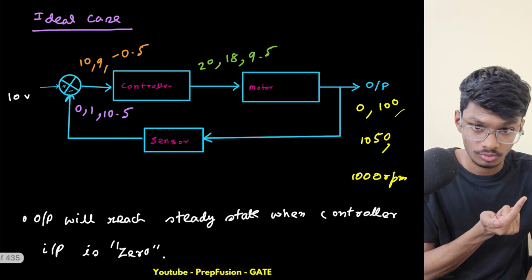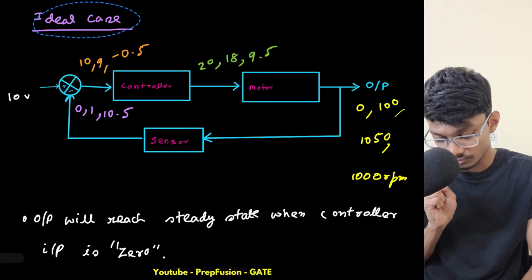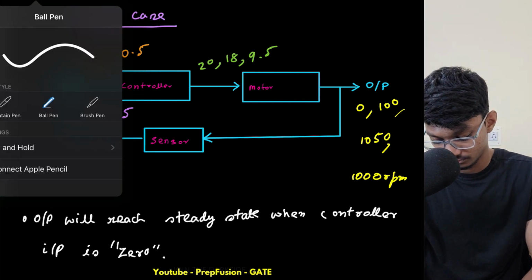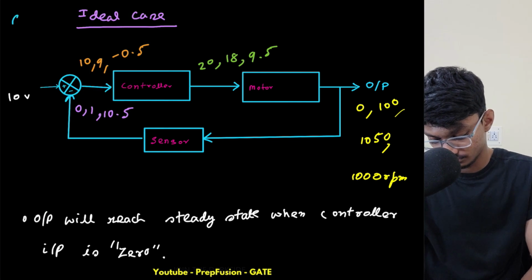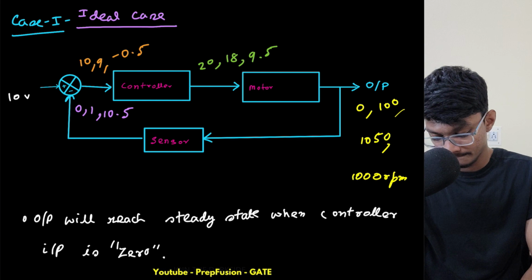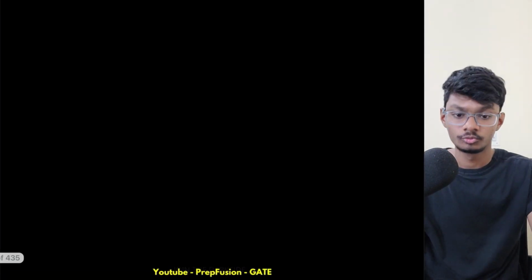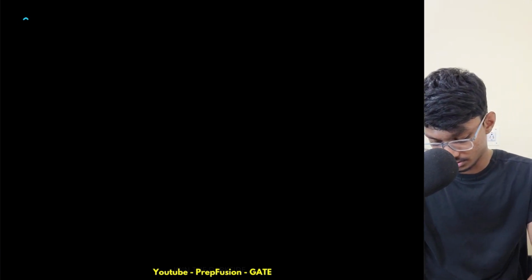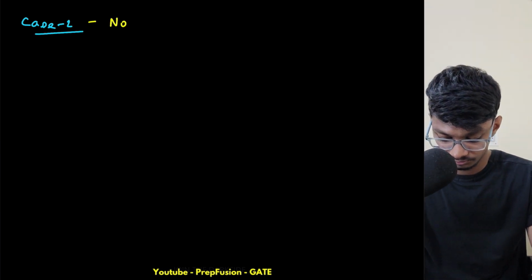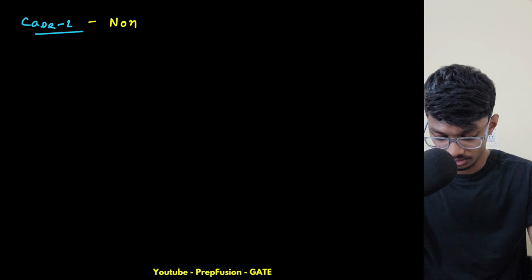So I got my reference output from case 1 when my system was ideal. Now let's do it for case 2 when my system is non-ideal. What do you mean by non-ideal? I will explain. So case 2, non-ideal.